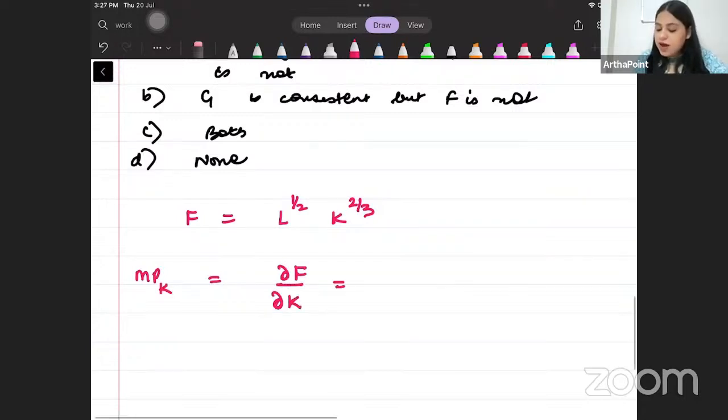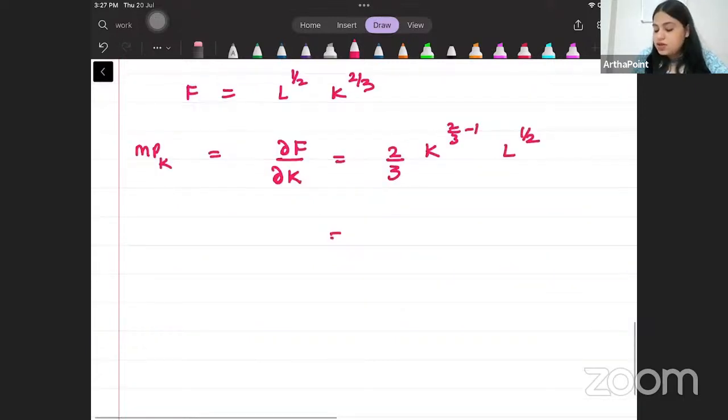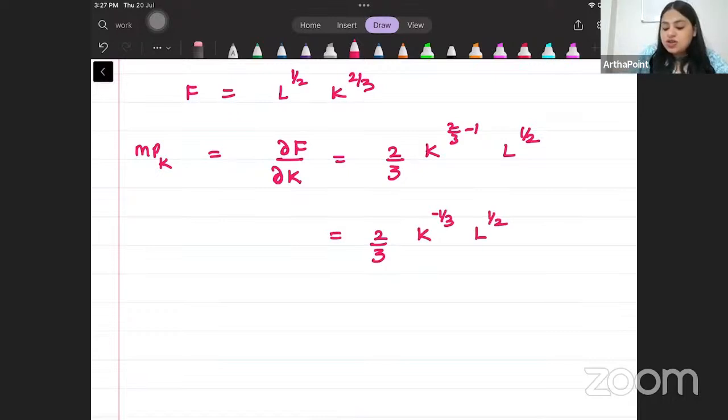क्या मिलेगा? Power will come down. Power will reduce by 1. L to the power half. So what will you get? You will get 2 by 3, K to the power minus 1 by 3, L to the power half. This is marginal product of capital.